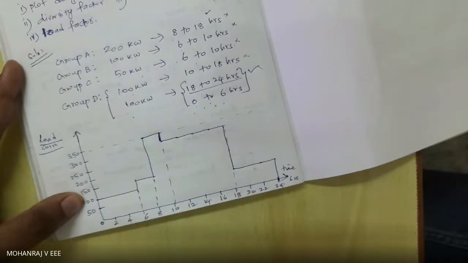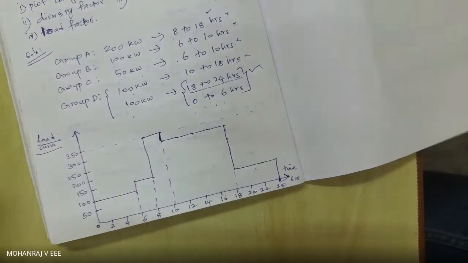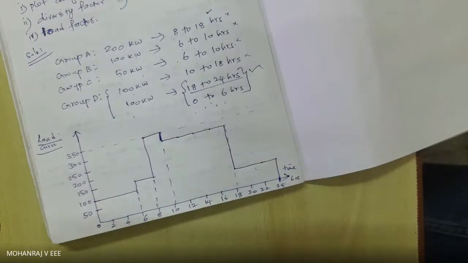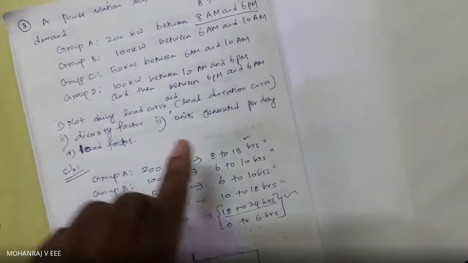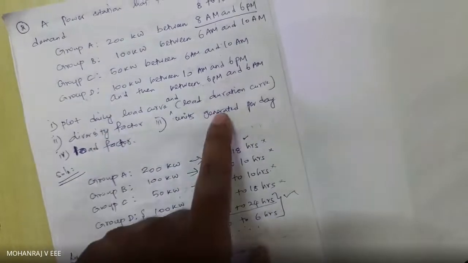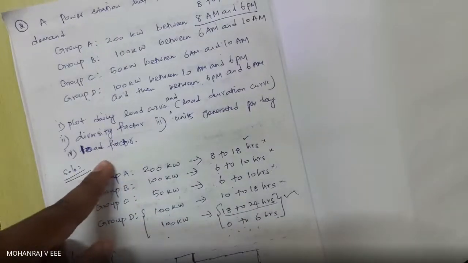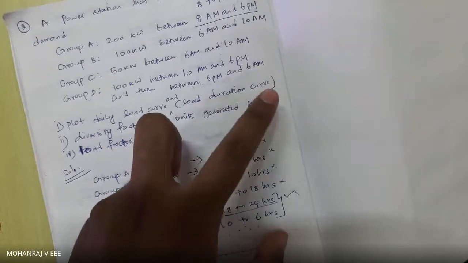So this is my load curve. Fine. Now we have to calculate our diversity factor, units generated per day, and load factor. Before that, let us draw the load duration curve.